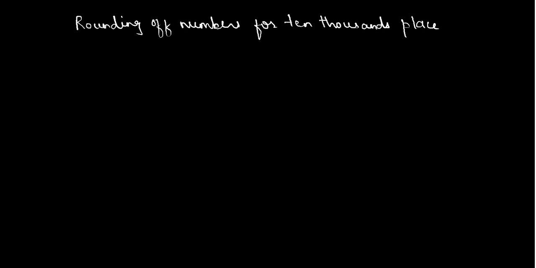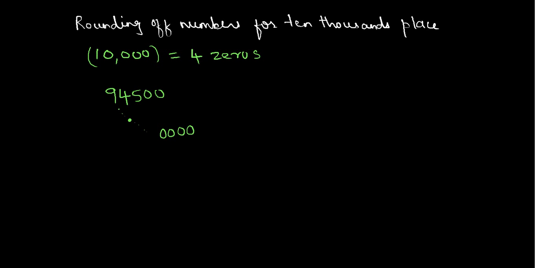Rounding of numbers for 10,000's place. Okay, let us do one example for this. How do you write 10,000? 10,000. Okay, this has 1 2 3 4, 4 zeros. Now we want to round off 94,500. Now how will we solve this? Put 4 zeros and copy this digit, sorry. Then add 10,000 to 90,000. 90,000 plus 10,000.